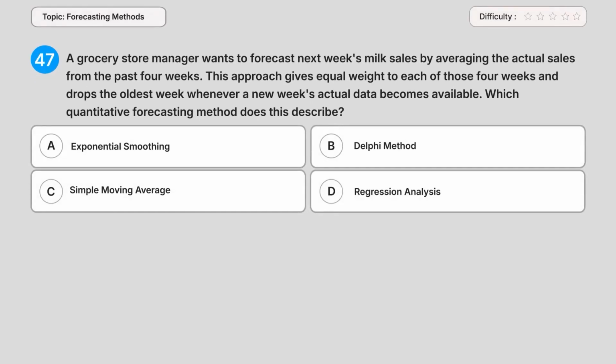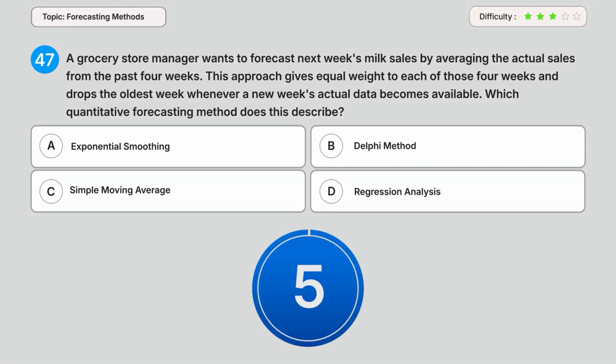47. A grocery store manager wants to forecast next week's milk sales by averaging the actual sales from the past 4 weeks. This approach gives equal weight to each of those 4 weeks and drops the oldest week whenever a new week's actual data becomes available. Which quantitative forecasting method does this describe? A. Exponential smoothing. B. Delphi method. C. Simple moving average. D. Regression analysis. Can you guess the answer?